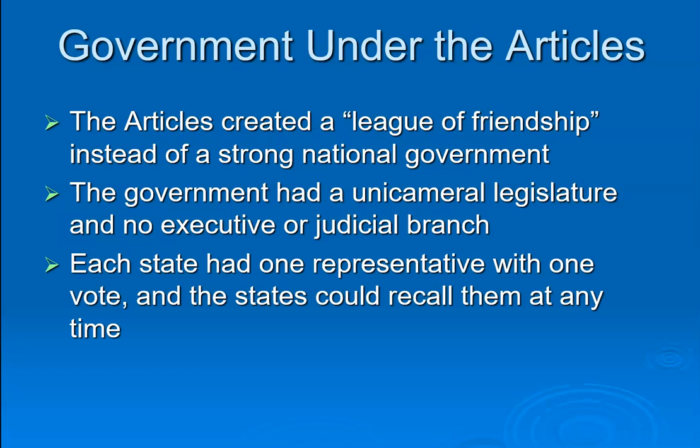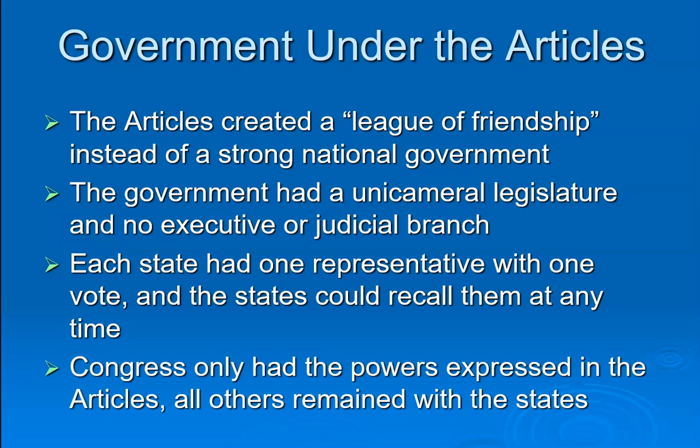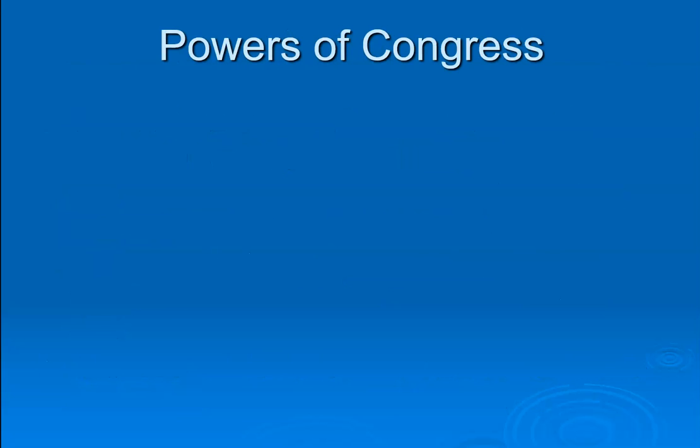Each state had only one representative with one vote, and the states could recall them at any time. As you can gather, this actually disadvantaged the states with a larger population, such as New York, and favored the smaller states, such as Connecticut, which had a much smaller population. Now, Congress only had the powers expressed in the Articles. All others remained with the states.